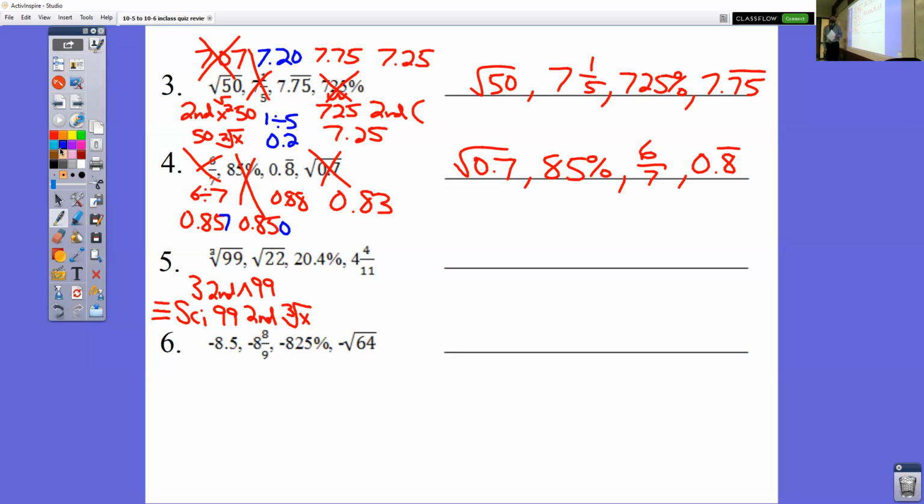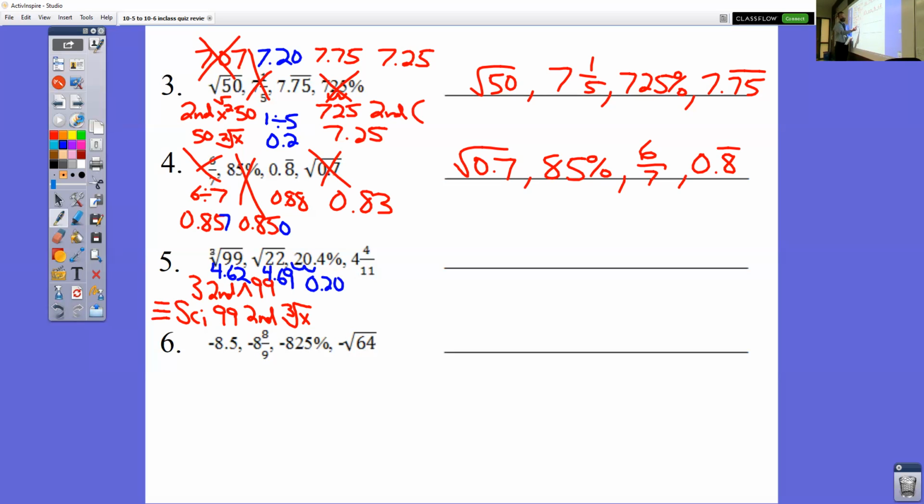So if we make this look like money, the cube root of 99 is approximately $4.62. The square root of 22 is approximately $4.69. 20.4%, if we move the decimal point over 2 places or type it into the calculator and make it look like money, looks like 20 cents.